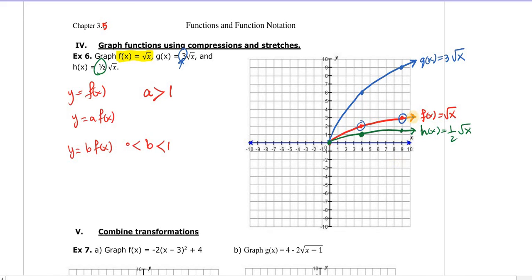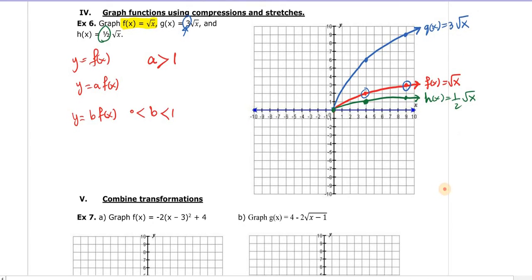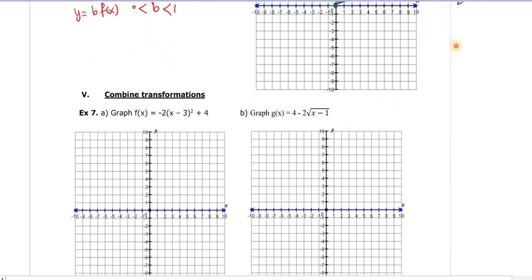As you can see, the red one is the parent function. It stretches if you multiply it by a factor that is bigger than 1. If a or b, the numbers you multiply the function by, are less than 1 but greater than 0, meaning they're positive, the graph of the function shrinks. So that is called the vertical compression and stretch.